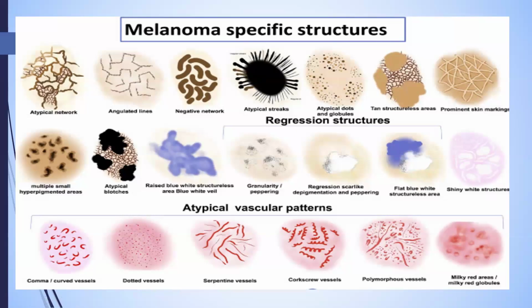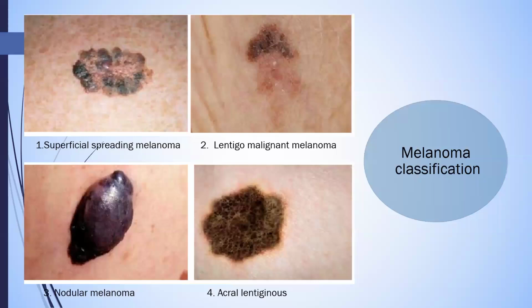See, these are the things which have to be compared. And when you come to melanoma, there are different types. There is a superficial spreading melanoma, a lentigo malignant melanoma, a nodular melanoma, acral lentiginous melanoma, and a melanoma which is amelanotic as well. That is, there is no pigment there.